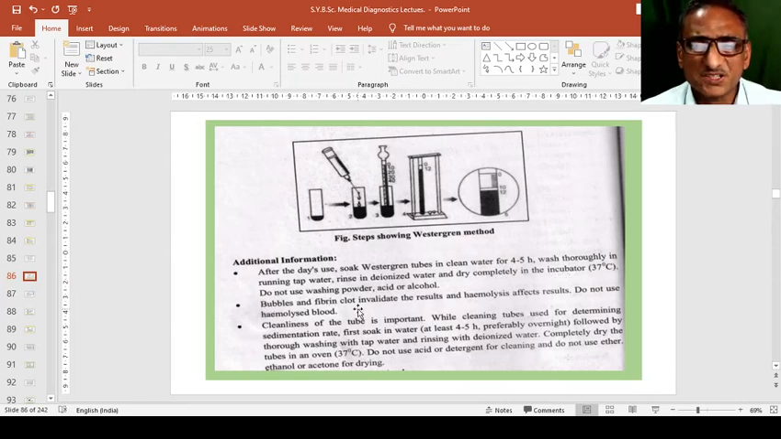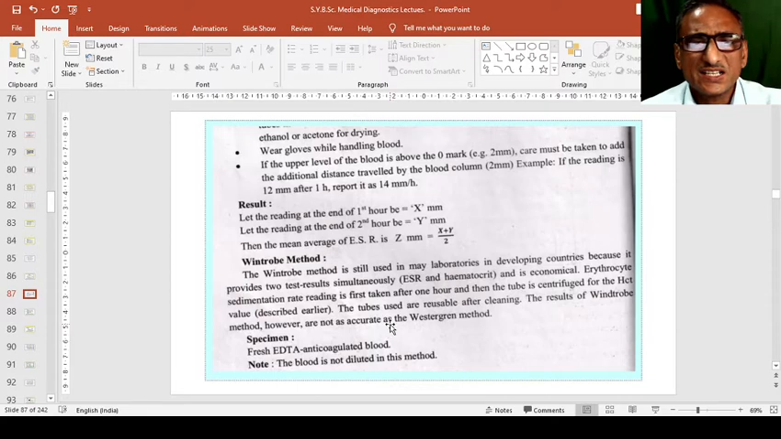So do not use washing powder, acid or alcohol, otherwise it will damage the cells. So cleanliness is very important. Perfectness, punctualness, and proper timing are also necessary. Then after completion of this procedure, you will get the results.